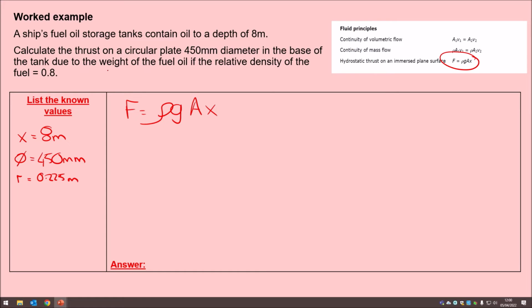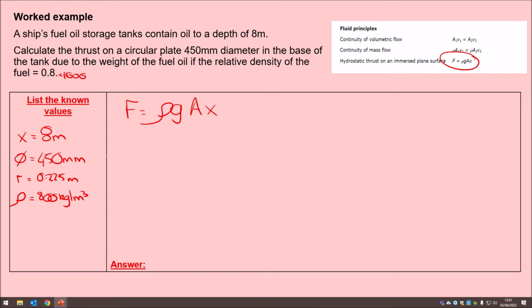The last bit of info we've got: fuel oil has a relative density of 0.8. That relative density needs to be converted into an actual density, and we do that by multiplying by 1,000. That 1,000 is a constant. If you've got a relative density of 0.9, it's always multiplied by 1,000. If you don't know that, go back to the first video in this series, and we'll get you up to speed with density. So that's 800 kilograms per meter cubed.